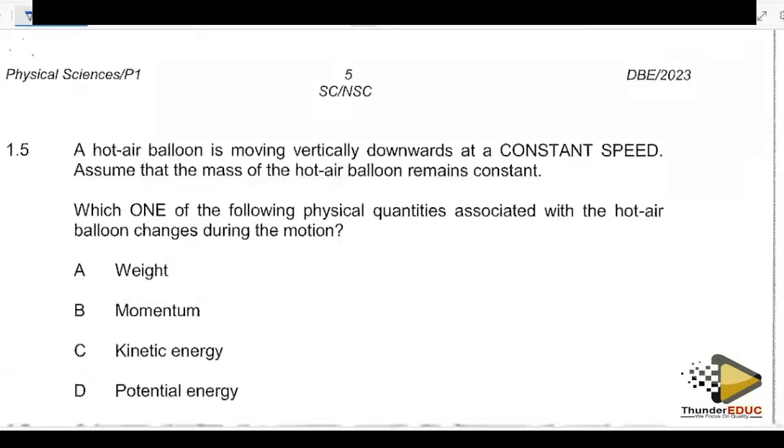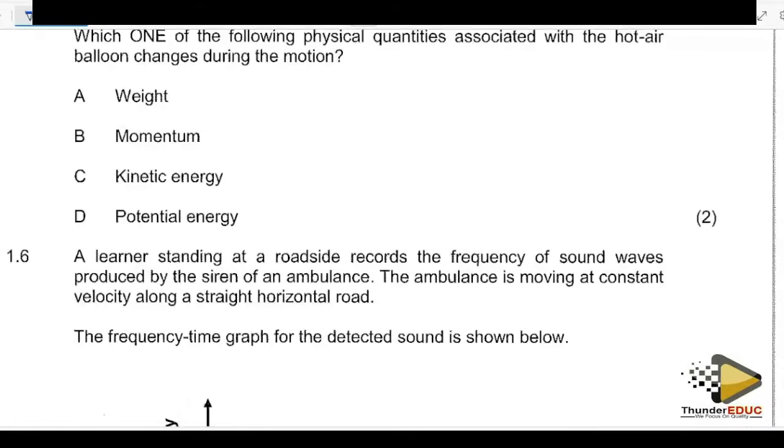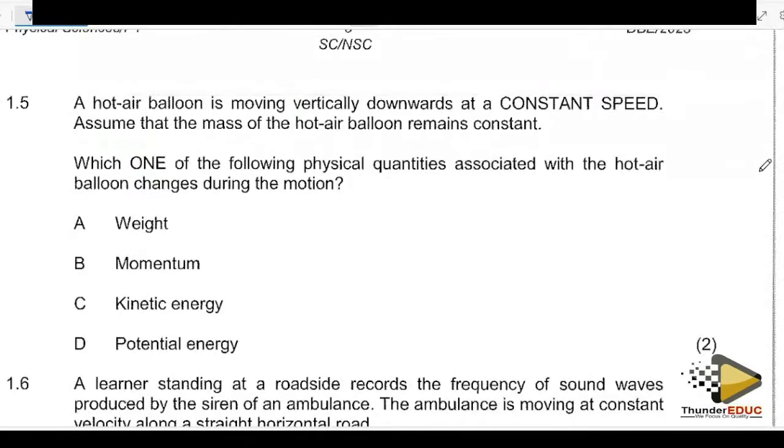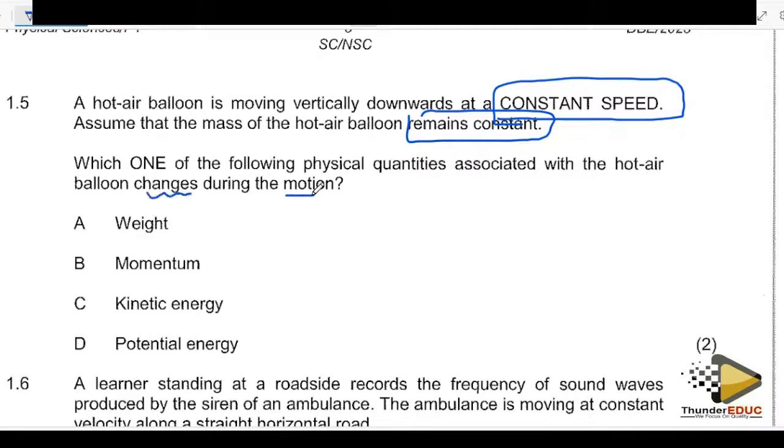1.5, hot air balloon, vertically downwards. It is moving vertically downwards at a constant speed. This is in capital letters, okay? So constant speed, the velocity is the same. Assume that the mass of the hot air balloon remains constant. So mass is the same, speed is the same. Which of the following physical quantities associated with the hot air balloon will change during the motion?